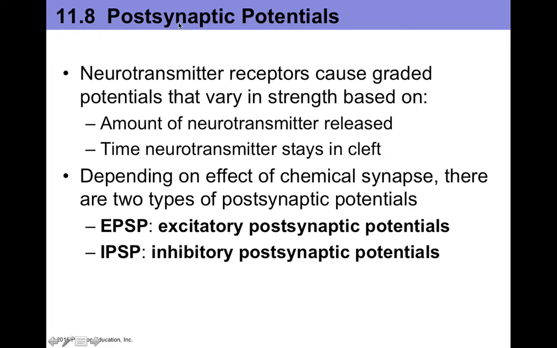Okay, so in this video we're going to talk about postsynaptic potentials. Now, a postsynaptic potential is the word we use to describe graded potentials in postsynaptic cells, like a postsynaptic neuron. Earlier we talked about how neurotransmitter, once it's released from your presynaptic neuron, can bind to receptors on the postsynaptic cell's membrane, and if it's a ligand-gated ion channel, this can cause graded potentials to form.